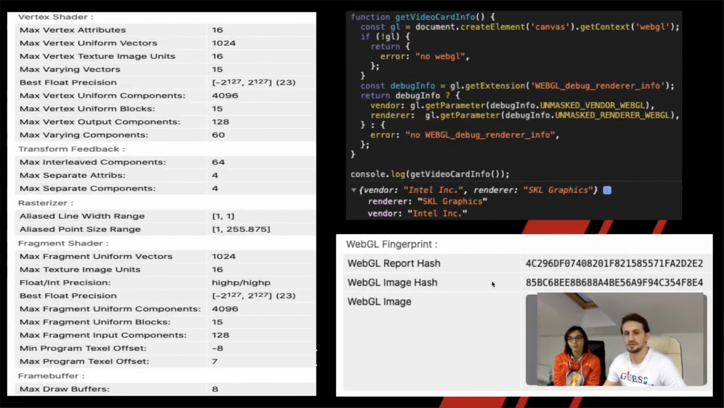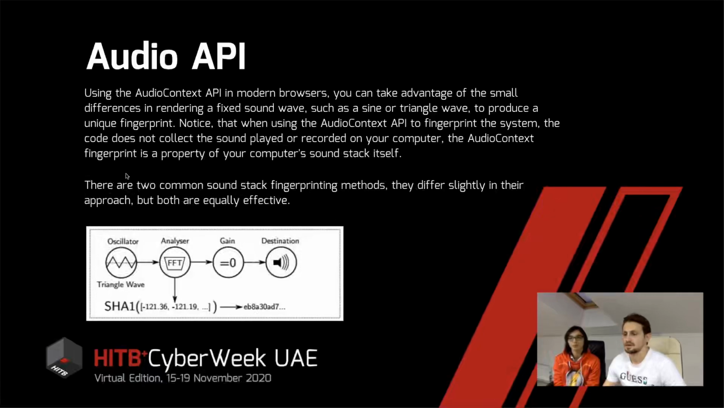I guess this one is the most interesting fingerprint, even for me. Audio API. Using the audio context API in modern browsers, you can take advantage of the small differences in rendering a fixed sound wave, such as a sine or a triangle wave, to produce a unique fingerprint.